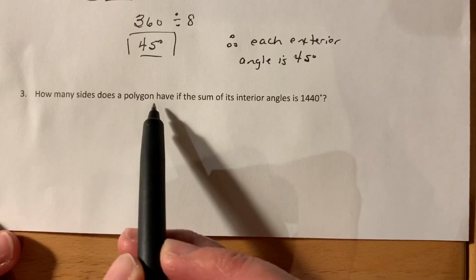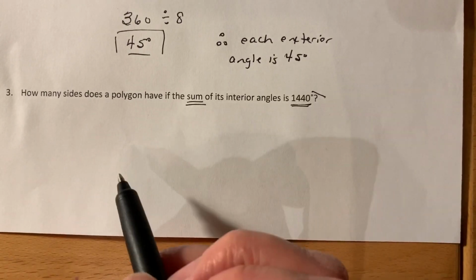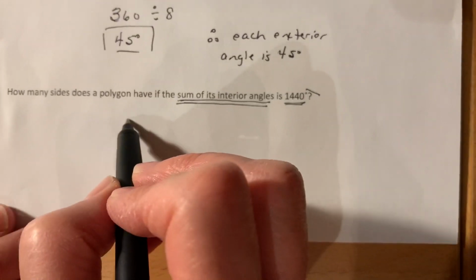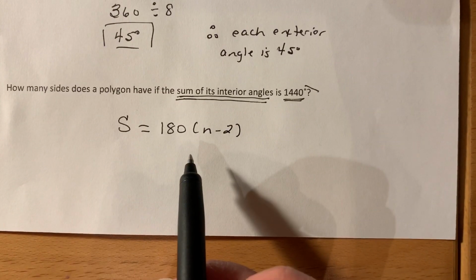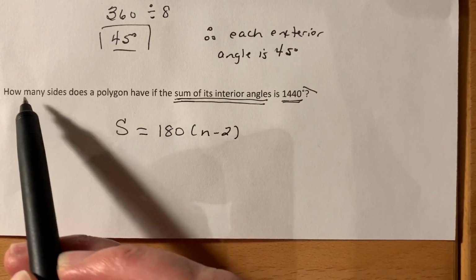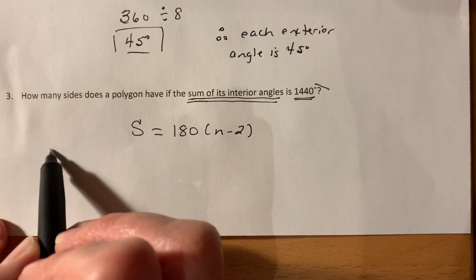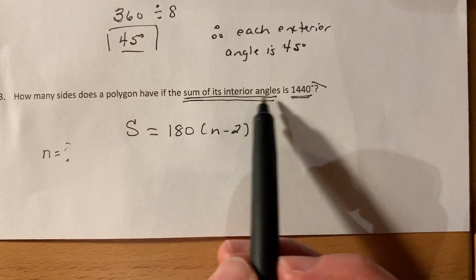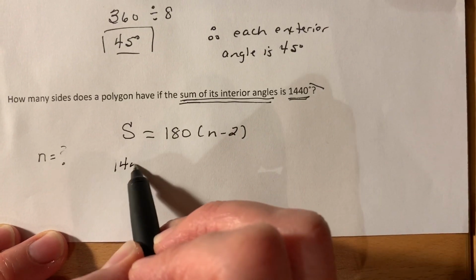Okay, last one. How many sides does a polygon have if the sum of the interior angles is 1,440? Let's think about the sum of interior angles. What formula do we have? S equals 180 times n minus 2. What is this question asking us to find this time? It's asking us to find the number of sides. So are we looking for S or for n? We're looking for n. N is unknown. Does it tell us what S is? The sum of the interior angles is 1,440. That's what I put in for S.